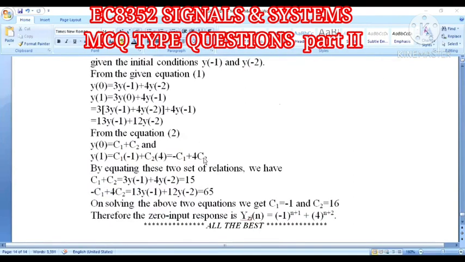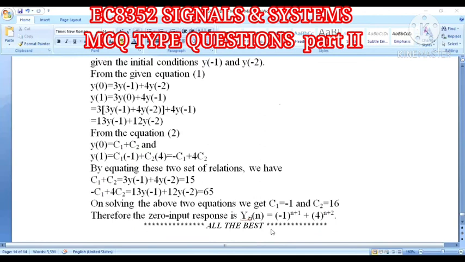Now by equation 2, we have a set of relations. The first relation is C1 plus C2, which is equal to 3 into y of minus 1 plus 4 into y of minus 2. I substitute here, which is equal to 50. The second is minus C1 plus 4 C2, which is equal to 13 into y of minus 1 plus 12 into y of minus 2. I expand this, you can get 65. On solving the above two equations, you can get the C1 value and C2 value. C1 is minus 1 and C2 is 16.